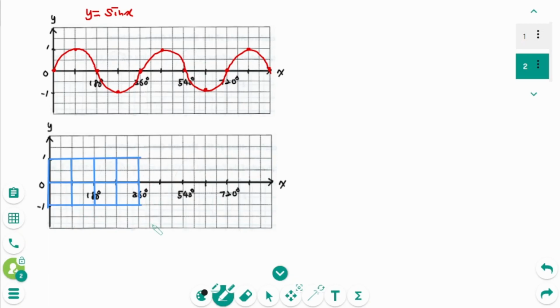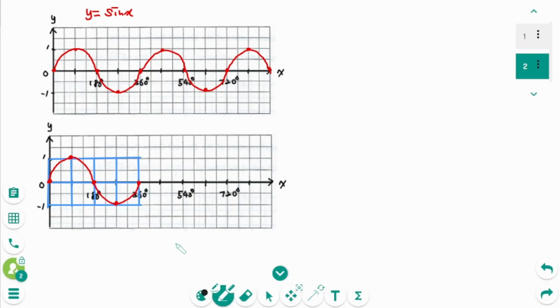Mark the points that must be passed through when drawing the graph. 0, 1, 0, minus 1, and 0. Then make the curve, concave down, and concave up.